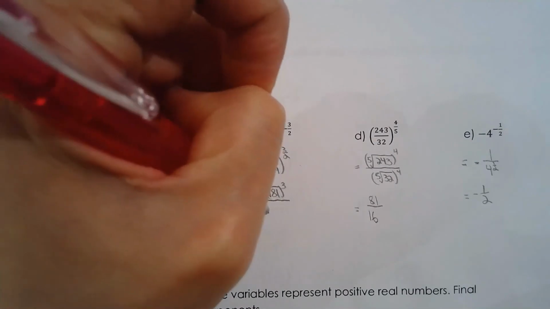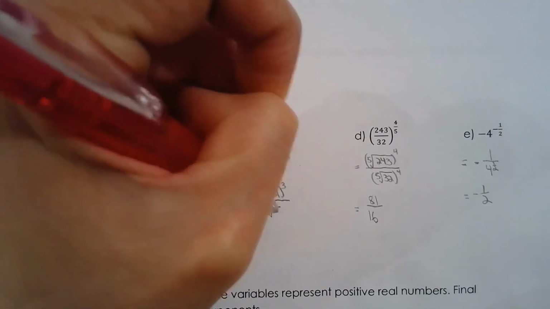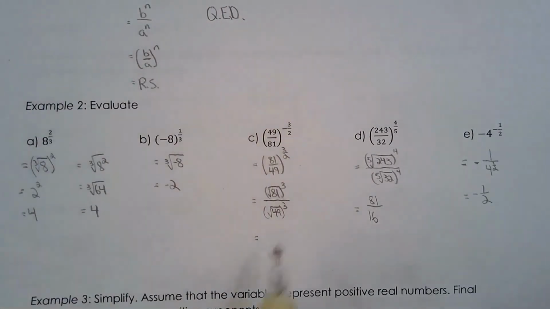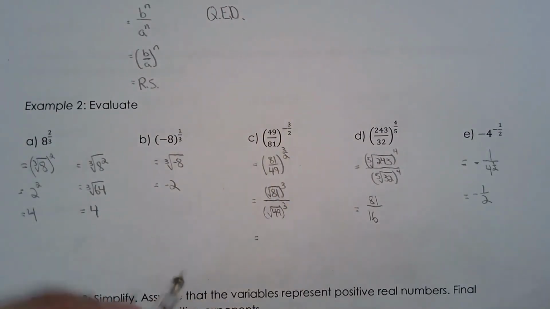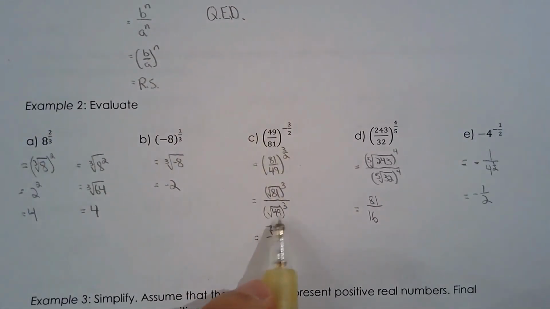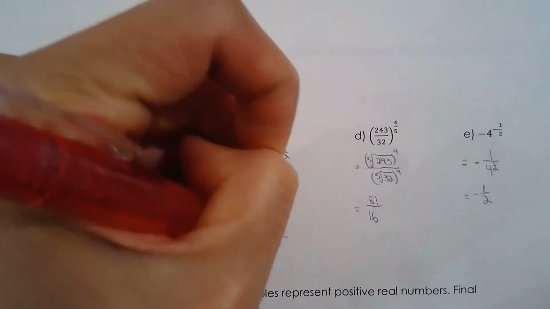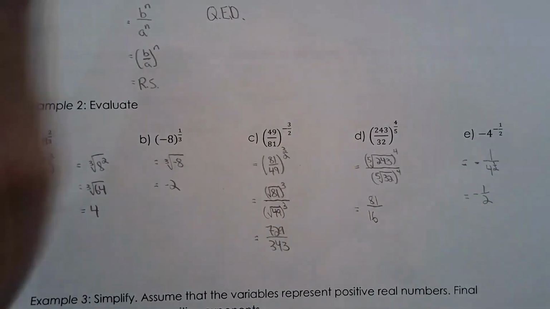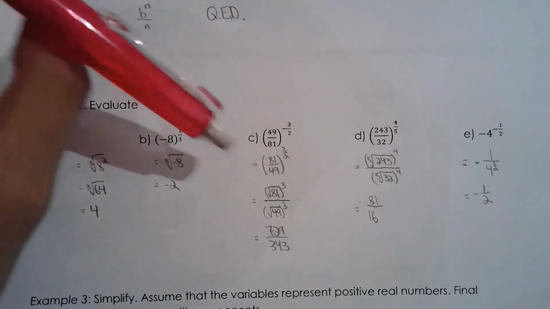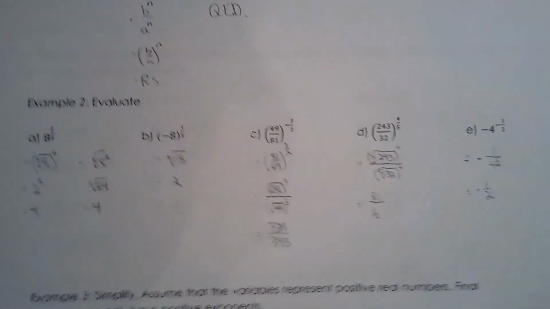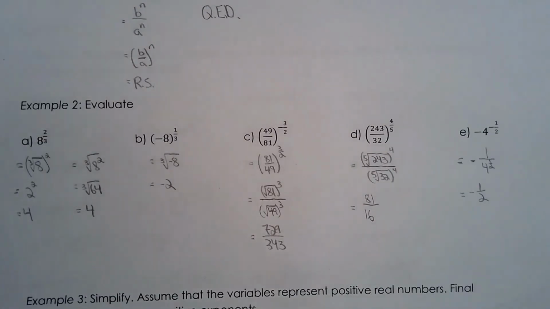Square root of 49 cubed. So you have 9. Square root of 81 is 9. 9 cubed is 729. Square root of 49 is 7. 7 cubed, 343. By the way, if you were to cube 81, that's 531,441. So, yeah, it's a good idea to square root first.